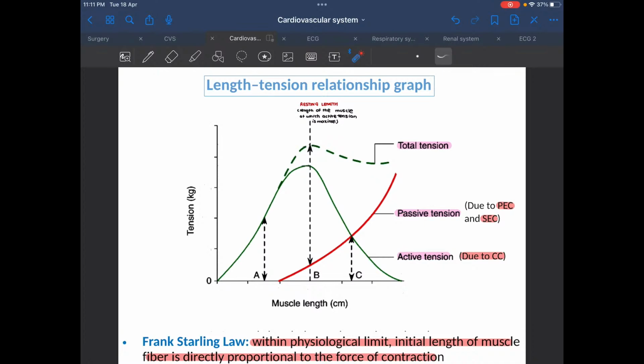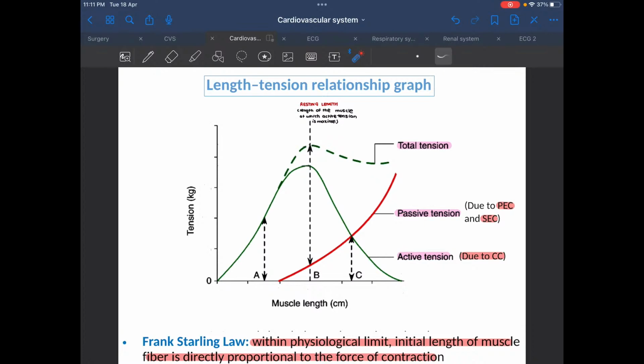ठीक है? तो what is the Frank-Starling law? Frank-Starling law का मतलब ये है whenever within physiological limits, initial length of the muscle fiber is directly proportional to the force of contraction. As we can see, muscle length जितनी है, मान लो इतनी muscle length है, I'm going to generate this much amount of total tension. अगर इतनी muscle length है, I'm going to generate this much amount of total tension. So that is what is Frank-Starling law.